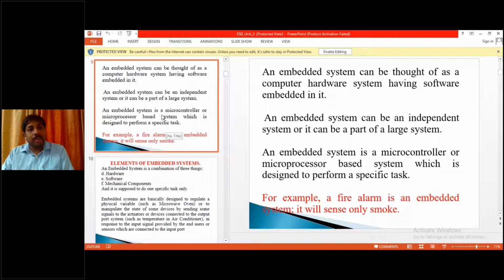So an embedded system can be thought of as a computer hardware having software embedded in it. An embedded system can be an independent system, or it can be part of a big system. So another definition you can give for an embedded system is microcontroller or microprocessor based system, which is designed to perform a specific task. Like your fire alarm, this is an embedded system which is sensing the smoke, and you cannot use this embedded system for another system because the control unit designed for fire alarm is different from that of an air conditioner.